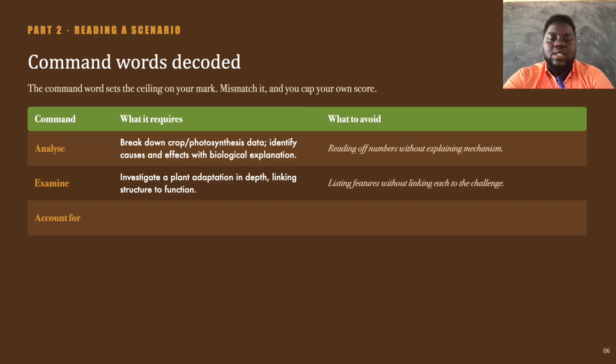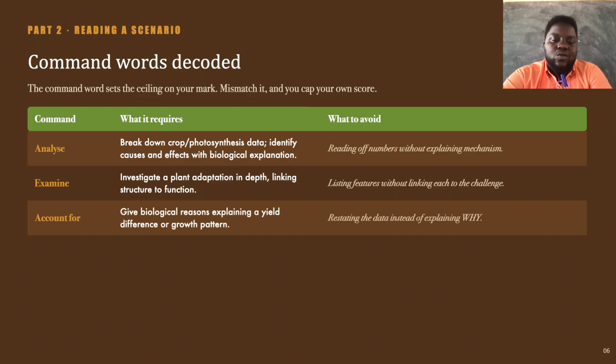If you are asked to examine xerophyte adaptations, don't just list thick cuticle, reduced leaves, deep roots, as if you're listing a shopping list. No. For each feature, you need to say what problem it solves. Now, I want you to think about that. Instead of just telling us basic words, you link every structure to its unique function.